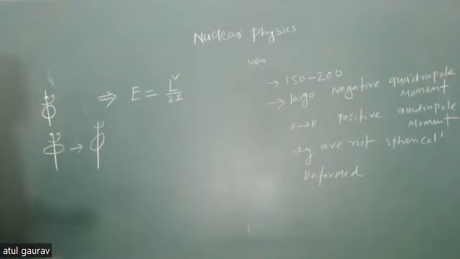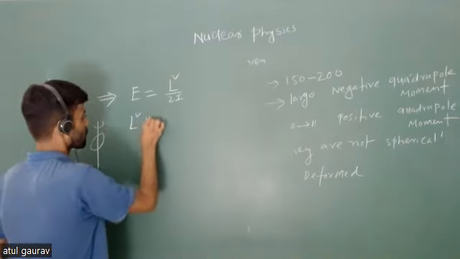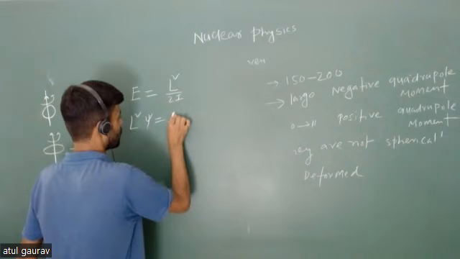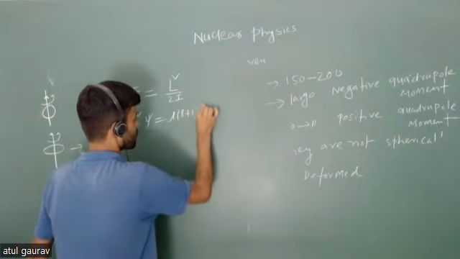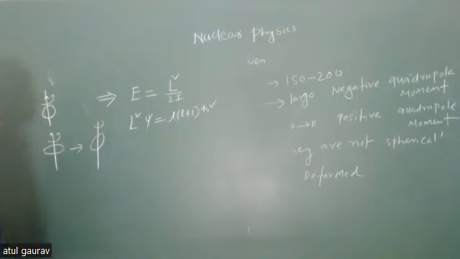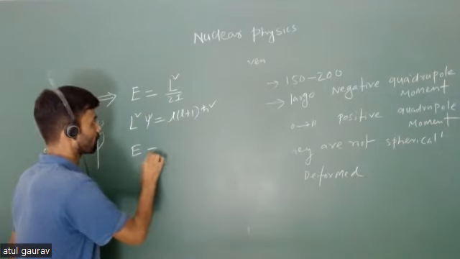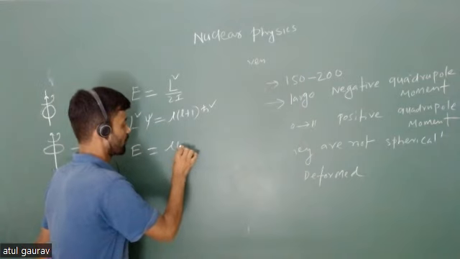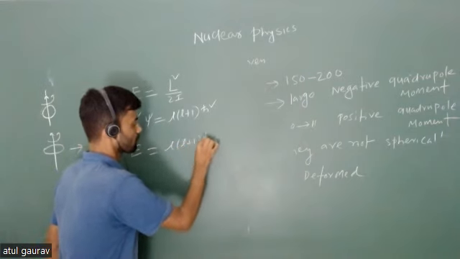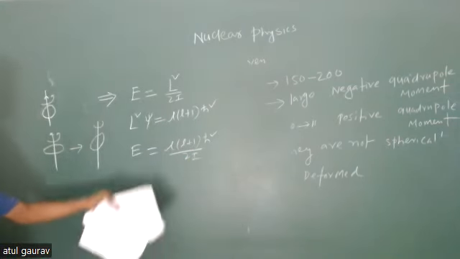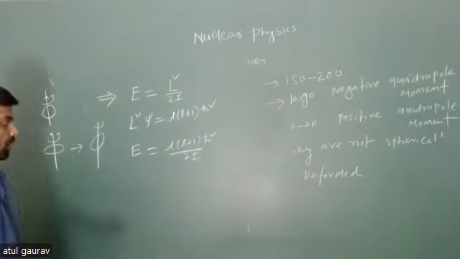By using quantum mechanics, how much will be that L square? L square of psi will be J into J plus 1. I'm using L here, so L into L plus 1 H cross square. If you substitute it here, the rotational energy will simply be L into L plus 1 H cross square by 2I. So this will be the rotational energy.